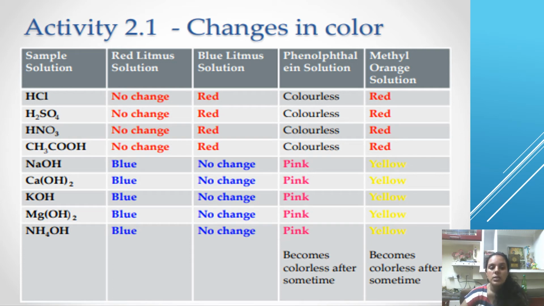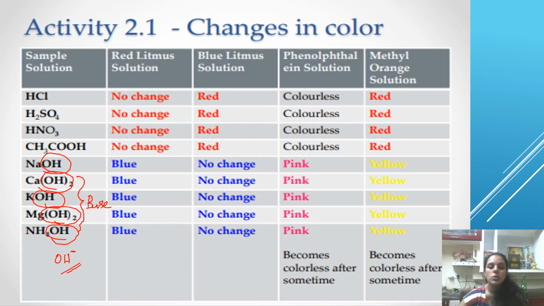Calcium hydroxide, KOH, magnesium hydroxide and ammonium hydroxide: you can see here the presence of the OH minus ion. This OH minus ion makes it a base. The presence of this OH minus ion makes it a base.